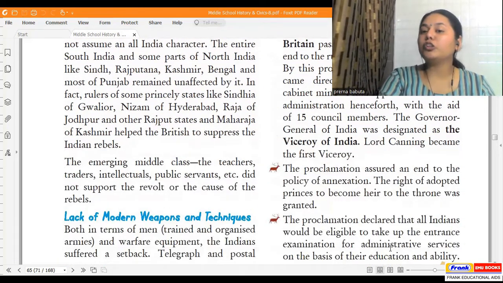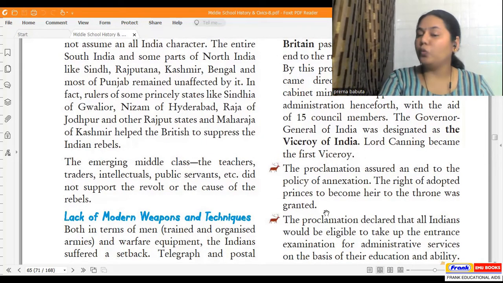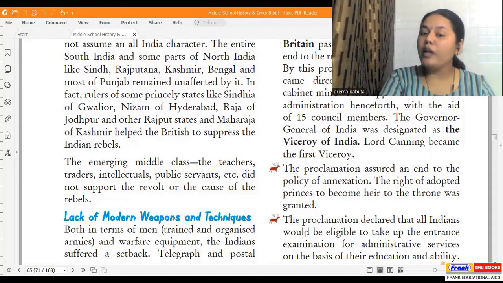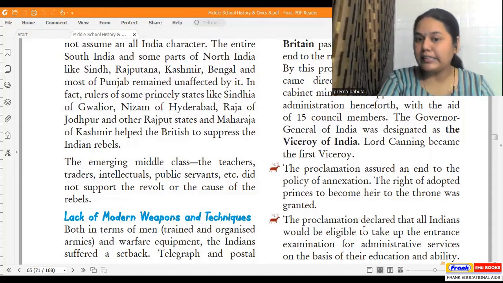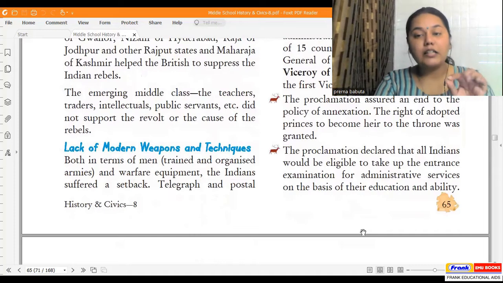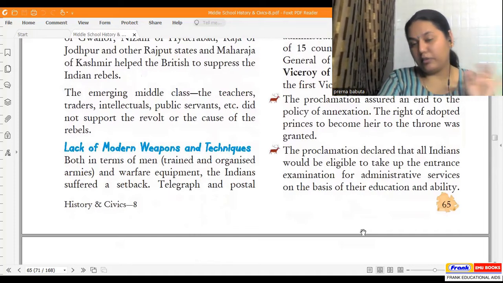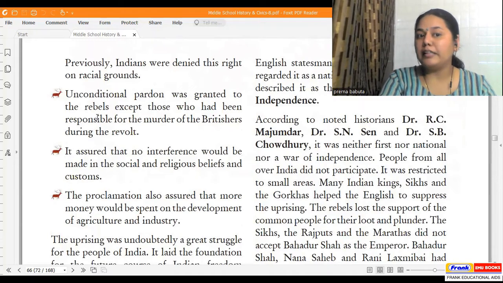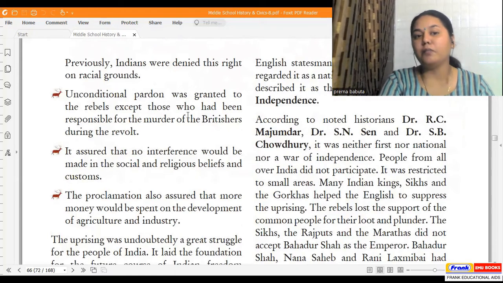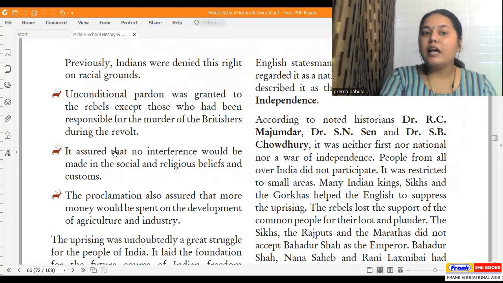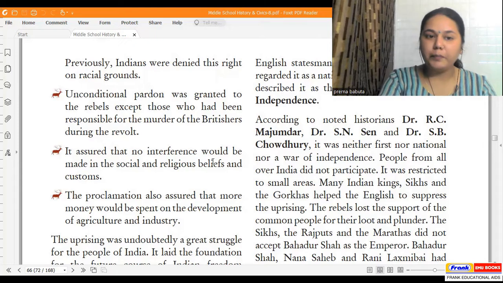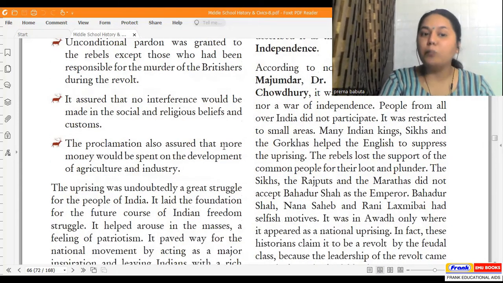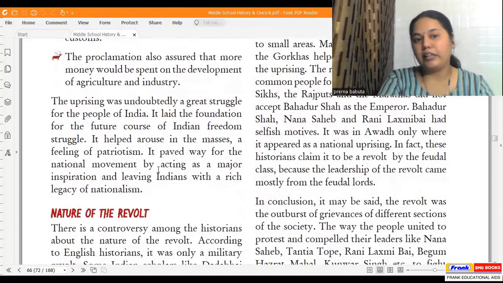Then the proclamation also ensured an end to the policy of annexation. The right of adopted princes to become heir to the throne was granted, and the proclamation declared that all Indians would be eligible to take up the entrance exam for administrative services, but it depended upon their ability in terms of education. Then unconditional pardon was granted to the rebels, except those who had been responsible for the murder of the Britishers during the revolt. It also ensured that no interference would be made in the social and religious belief of the people. And the proclamation also ensured that more money would be spent on the development of agriculture and industry.